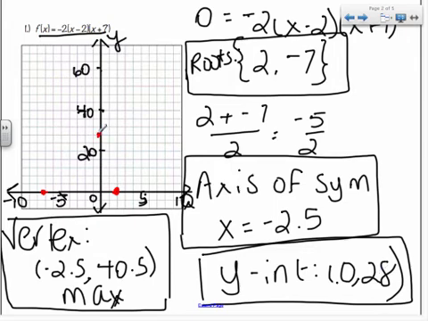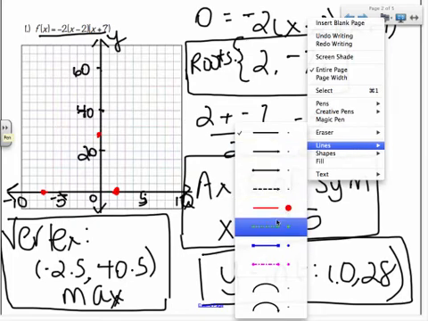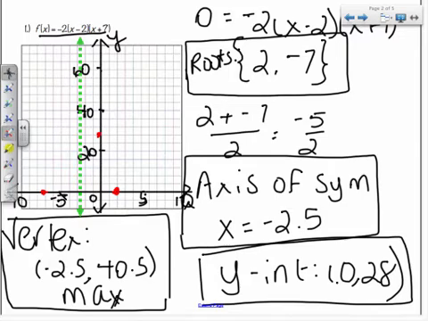And then I know that negative 2.5 is going to be my axis of symmetry. So I'm going to draw my axis of symmetry in right here. And I know it's going to happen right at negative 2.5. So I'll go ahead and draw my axis of symmetry right here so I can see it a little bit better. Let me just move it over a little bit so you can see it even better because it's not quite in the middle. So I know that my graph is going to be symmetrical around this line right here.